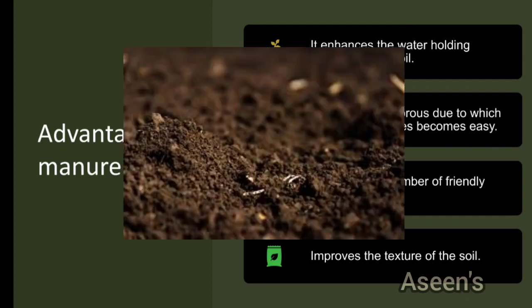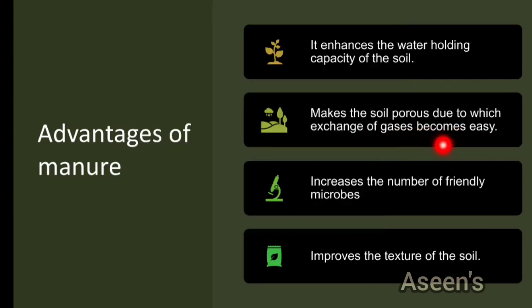Next, it makes the soil porous, due to which exchange of gases becomes easy. So the soil will be able to breathe, it will have enough pores, it will be porous. That means it won't be very tight or clay type. It will be able to allow air to pass through it. So exchange of gases will be easier in the soil.